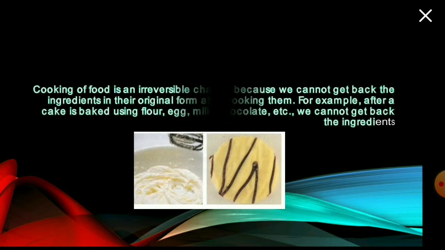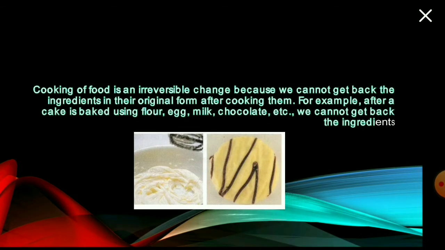Now, let's see about cooking of food. It is an irreversible change because we cannot get back the ingredients in their original form after cooking them. For example, after a cake is baked using flour, egg, milk and chocolate, etc., we cannot get back the ingredients.